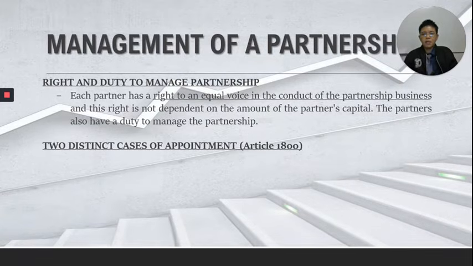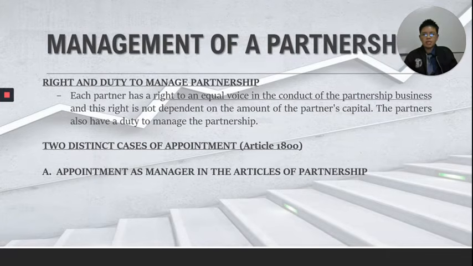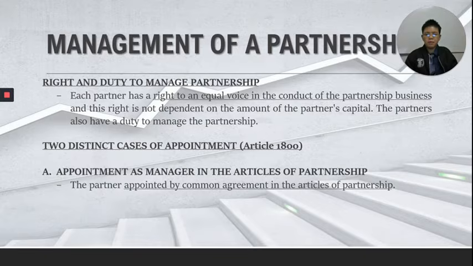So, remember here class, in 1800, sabi niya, managing partner can be appointed in the articles of partnership or contract of partnership. So, yung appointment as manager in the articles of partnership is a part of a stipulation in the contract of partnership. So, yung partners, they agree that one of them will become a managing partner and nakalagay yan sa articles of partnership or sa contract of partnership. So remember, the managing partner here is appointed by common agreement and it is a stipulation in the articles of partnership.